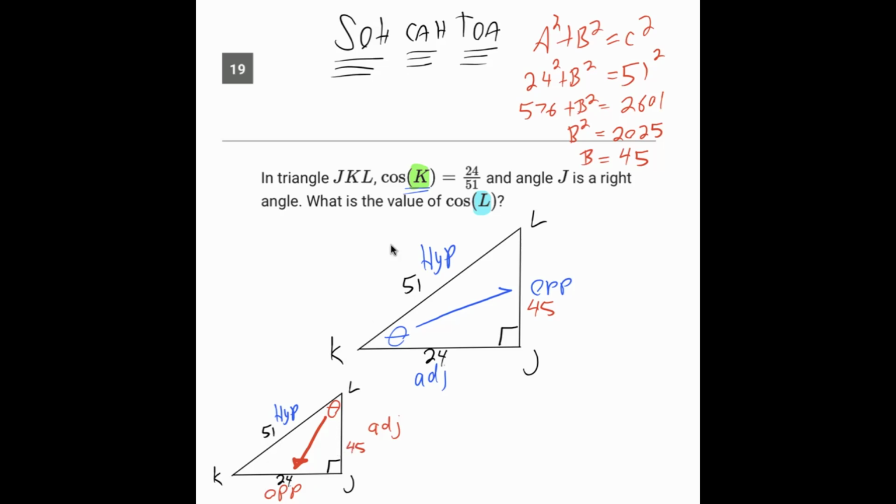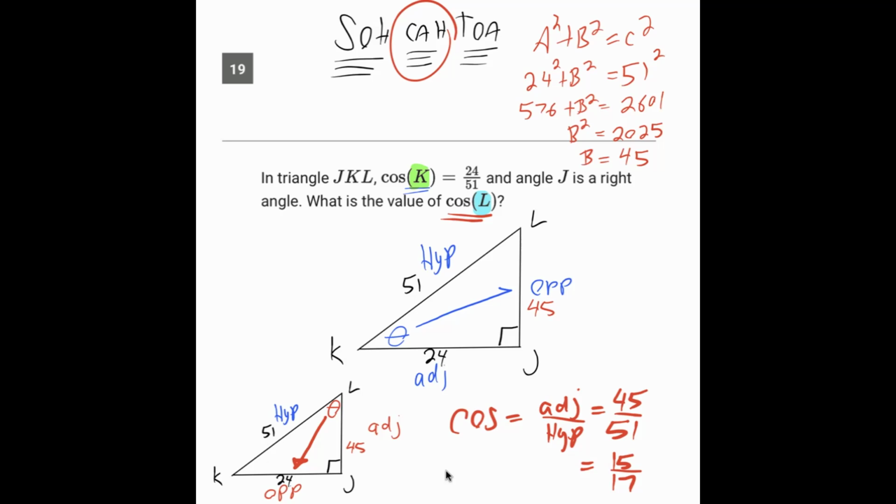So now, if we're looking for the cosine of L, cosine is adjacent over hypotenuse. That's the CAH of the cosine. And the adjacent is 45. And the hypotenuse is 51. Simplifying that, you have 15 over 17. And that is the cosine of L. So that's the answer to our question.